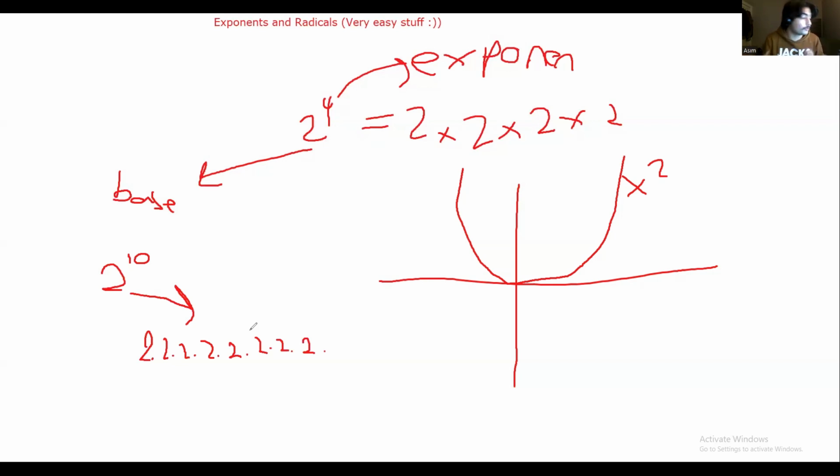This is a very helpful tool for us. 3, 6, 8, 9, 10. So this is 2 to the power of 10. If we multiply 2 by 2, first of all, in this case, we got 4. And 4 times 2 is going to be 8. And 8 times 2 is going to be 16.